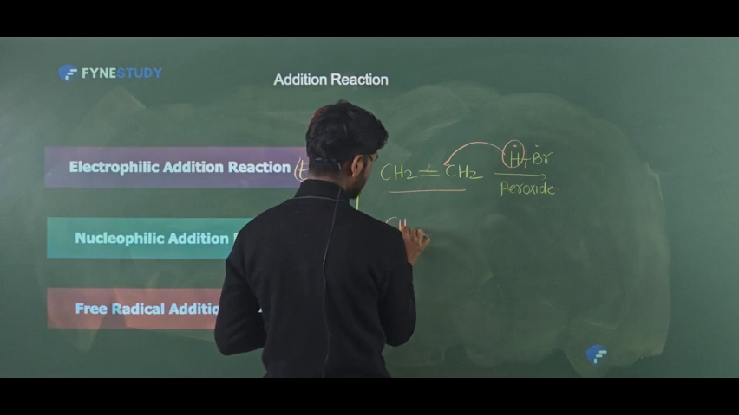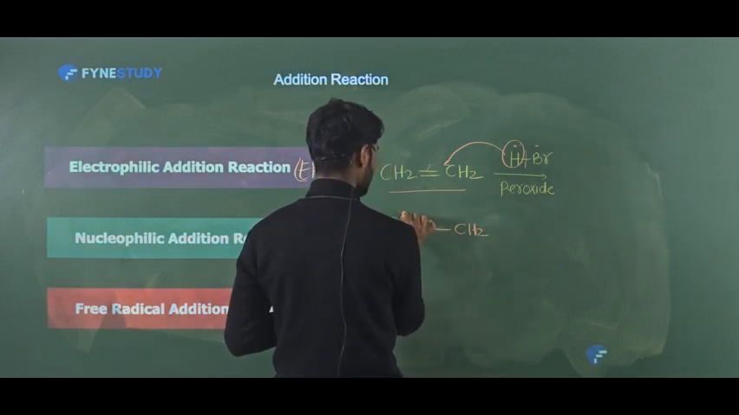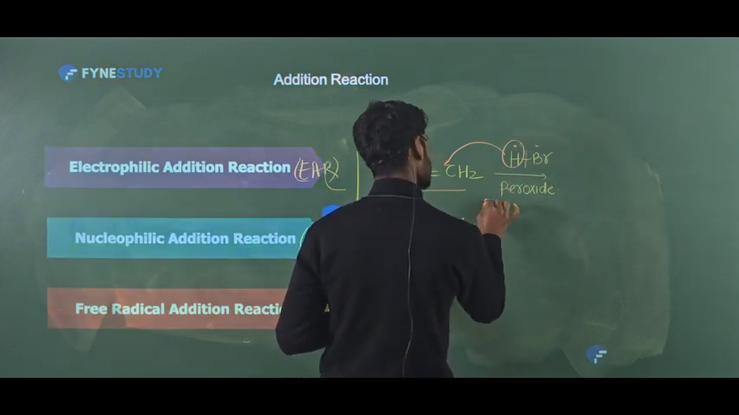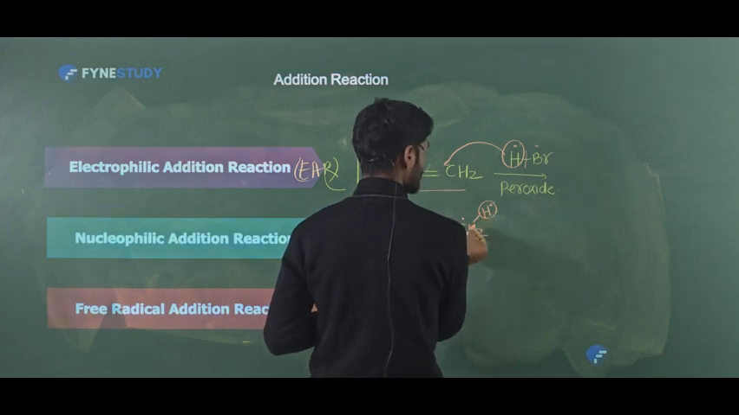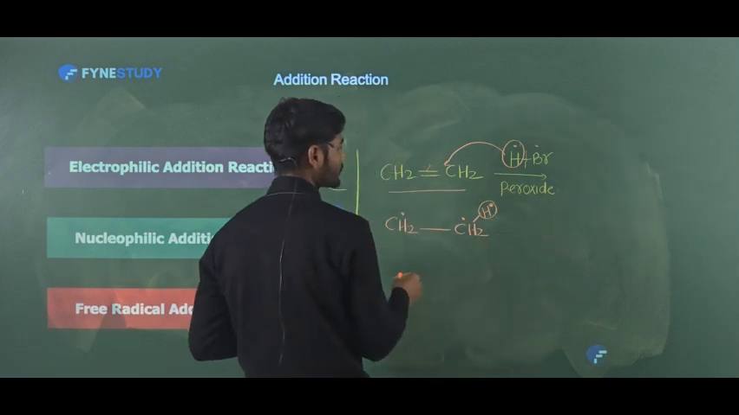So it will give CH2 single bond CH2, and both carbons will have a free radical. The hydrogen free radical approaches this carbon and forms a bond, because here is a free radical and here is a free radical, so both will combine and form another bond.